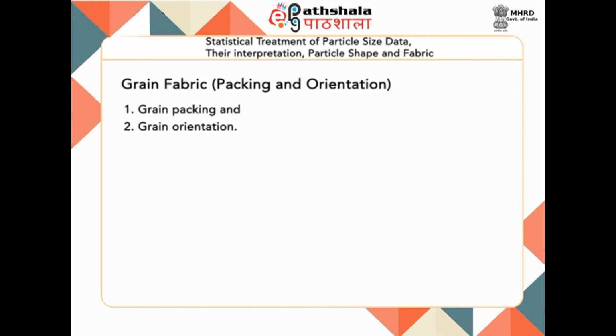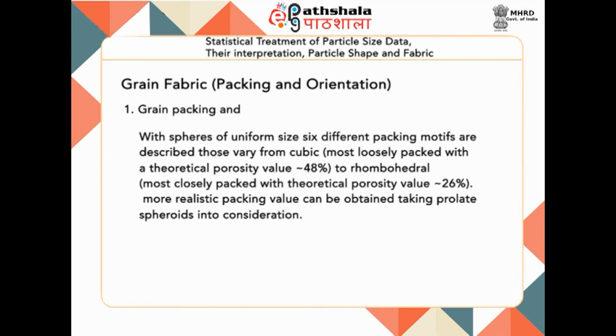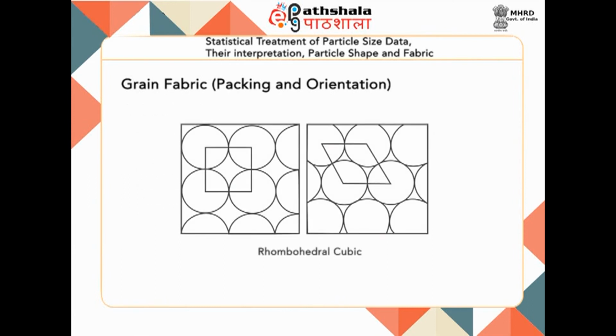Now, what is grain packing? When spheres of uniform size are packed, 6 different packing motifs can be generated, and that can vary from cubic, the most loosely packed with a theoretical porosity of 48%, to rhombohedral, the most closely packed with theoretical porosity of 26%. A more realistic packing value can be obtained taking prolate spheroids into consideration, and also the rhombohedral and cubic packing.